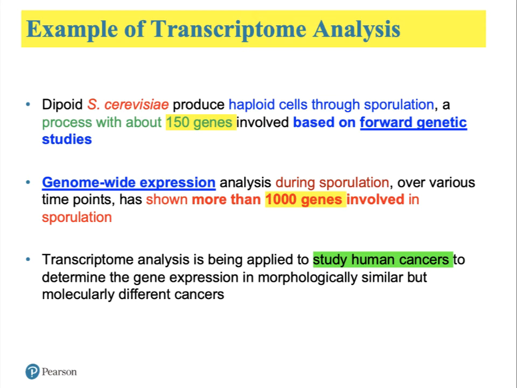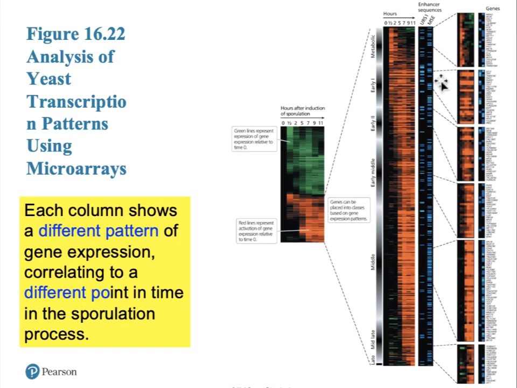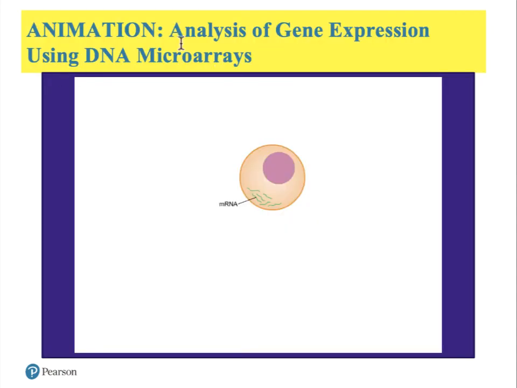Indeed, more recently, it's becoming common for doctors to analyze the transcriptome of cancer cells in order to determine which genes are defective in that one cancer, thereby potentially tailoring the treatment to the patient's cancer. Figure 16-22, even though the detail is not available on this slide, does show you how the pattern of gene expression varies with the time of sporulation. Let's put all the pieces together in this animation from the textbook.